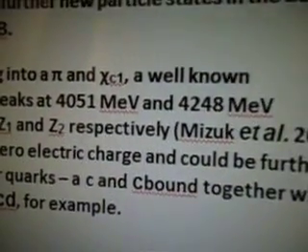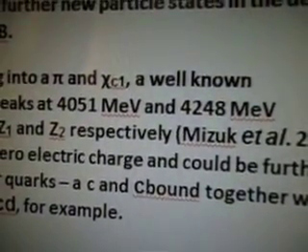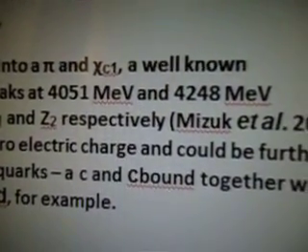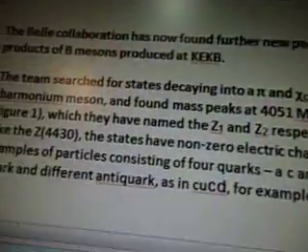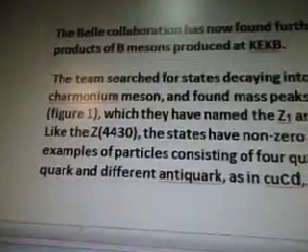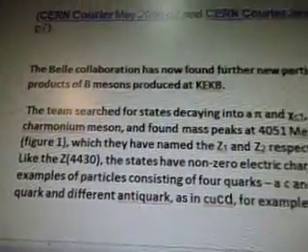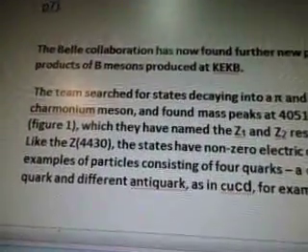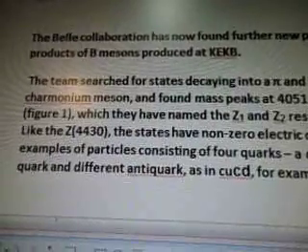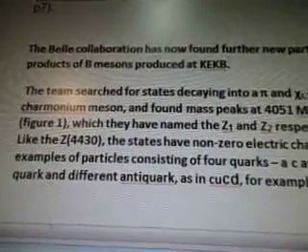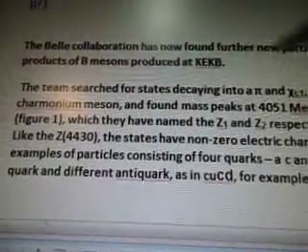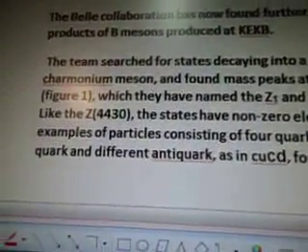if anybody can explain these speeds to me, I would really appreciate it. I don't know what 4051 MeV means, or how fast that is, or what it's used for, okay? So if you are watching this video, you can actually tell us what this MeV thing is. I'd really appreciate it. I tried Googling it, and I didn't get very far, so which they have named the Z1 and Z2 respectively.